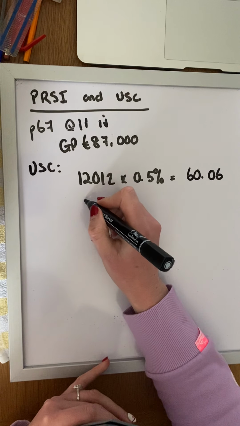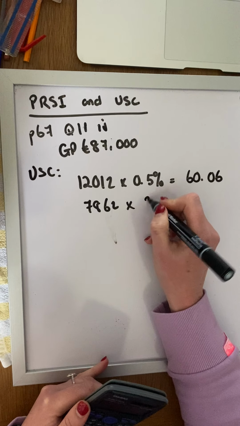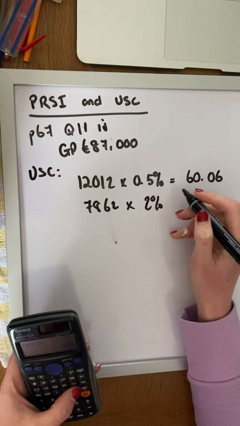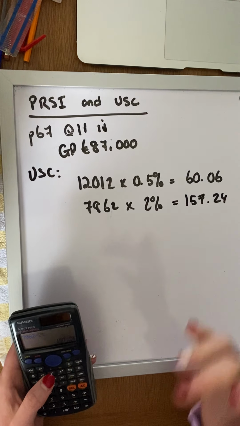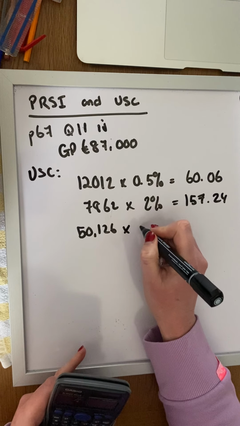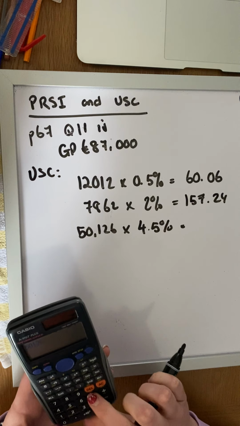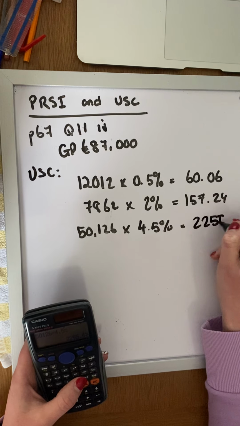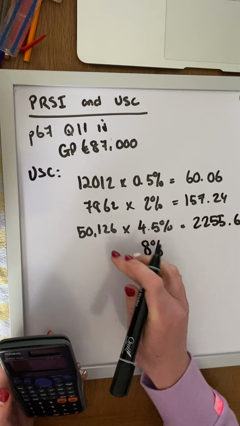She pays 2% on the next 7,862. So 7,862 by 2% gives us €157.24. The next bracket is €50,126 by 4.5%. That gives us €2,255.67.